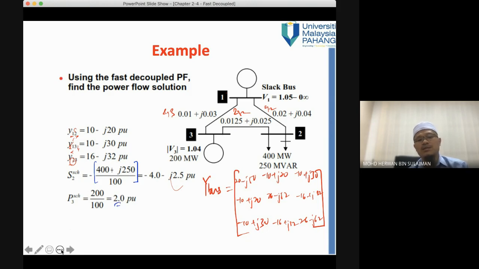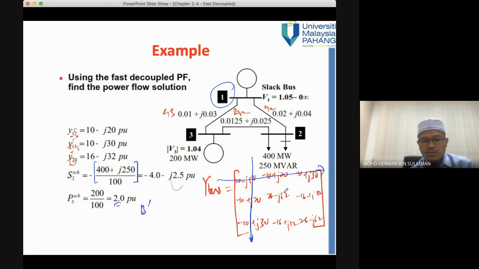Next, apa yang perlu buat ialah you kena buat B prime. Ingat kan? Tadi kata apa? Cari B prime dengan B double prime. So ingat ni kena ingat. So first you cari B prime. Nak cari B prime, ingat you belajar matrix dulu ada elimination technique. Teknik penghapusan. Okay, sekarang ni bus 1 ialah slack bus. Maka kolom 1, row 1 you eliminate.